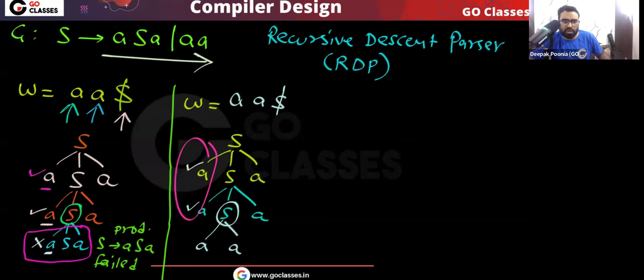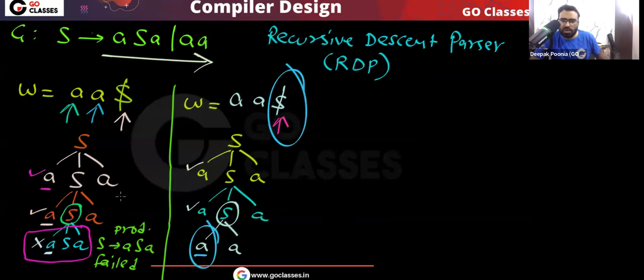You can see 2A already matched. So actually we are here. The current input symbol is dollar. Now notice this A. Is it matching? It is a terminal. Is it matching dollar? No, it is not matching. So I can put a cross mark here that it failed.